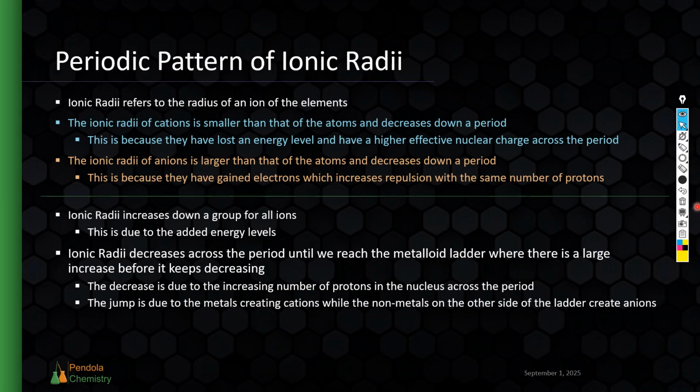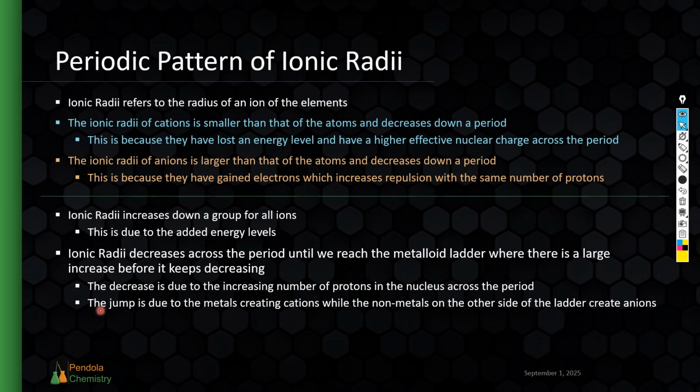And I'm going to show you a graphic in a few seconds to make that a little more visual. But we're going from making cations to making anions. So we're going to decrease across the period, but there is a large increase as we cross the metalloid ladder. The decrease is due to the increasing number of protons in the nucleus across a period. So again, why do ionic radii decrease across a period? Simple, because atomic radius decreases across a period. That's just what they do, and it's going to reflect in the ions, because smaller atoms make smaller ions.